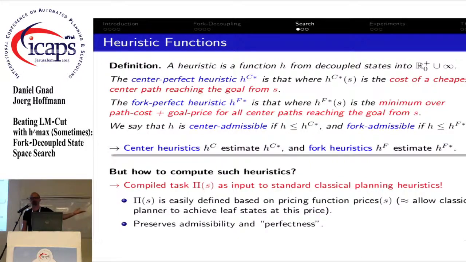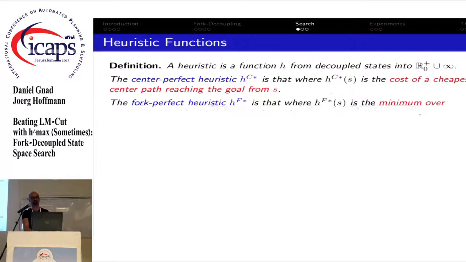The nice thing about those compilations for both kinds of heuristics is that if the original heuristic function was admissible, it is admissible now. If it was initially perfect, it is perfect now. So, a very basic way of preserving information in the heuristic.